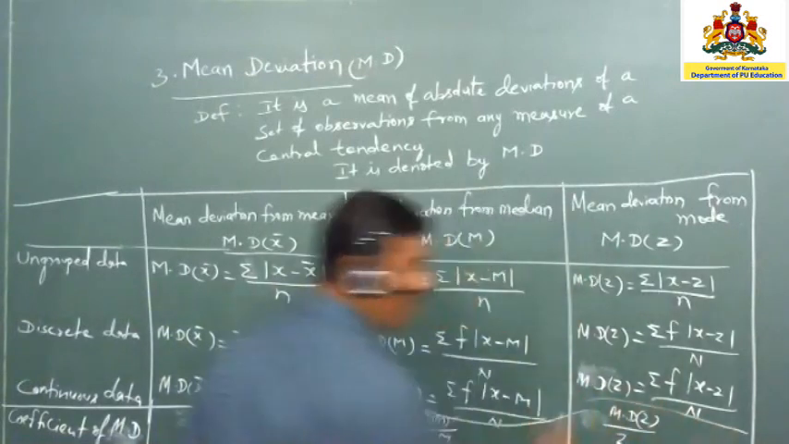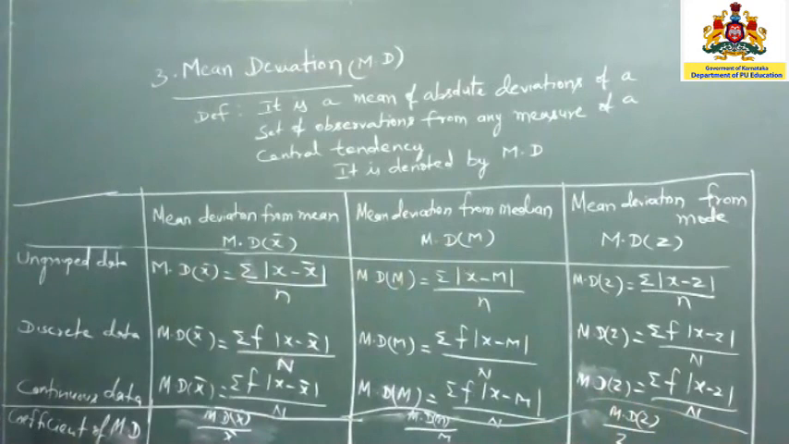So the last formula is the relative measure. The last formula relates to the coefficient of mean deviation. It is called the relative measure of mean deviation.